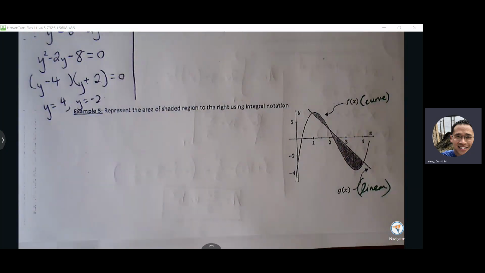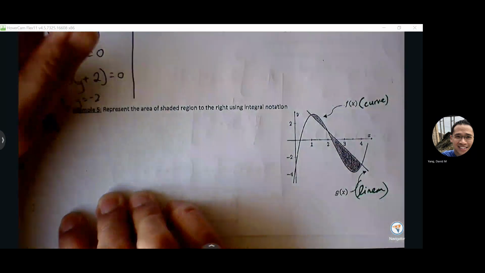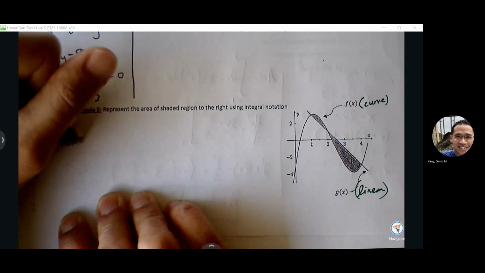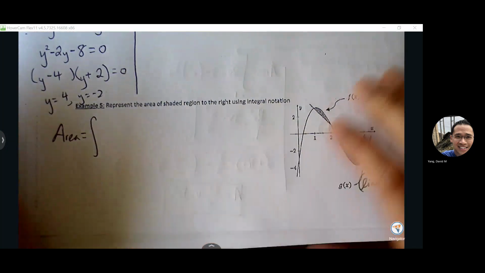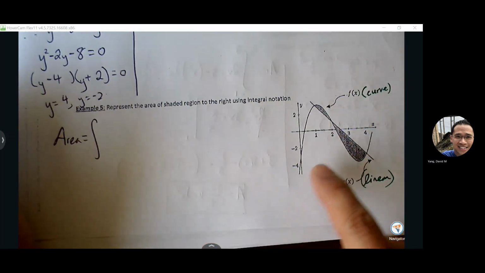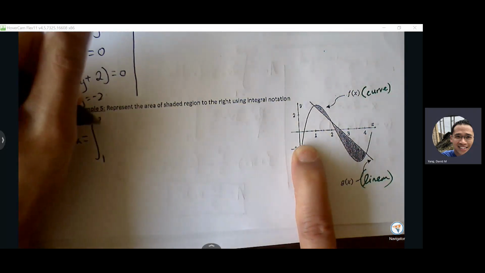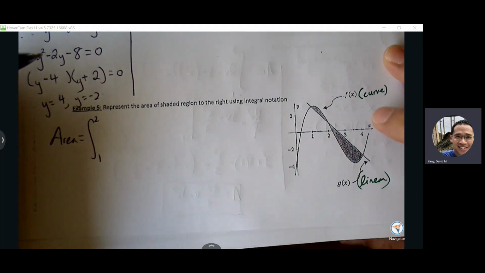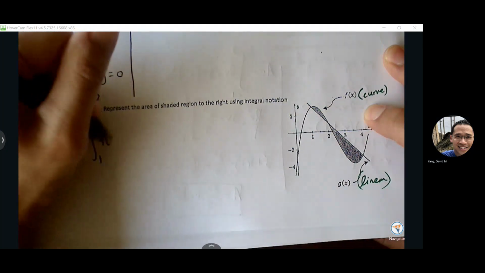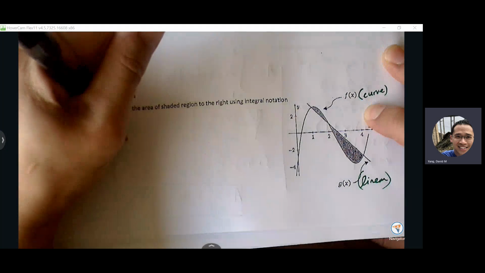So we're gonna have to create two separate definite intervals. Right, one to handle the left region and the other to handle the region on the right. So area equals. Okay, let's do the first region from 1 to what? 1 to 2. Top graph minus bottom graph. The top graph is the f of x minus the linear graph.